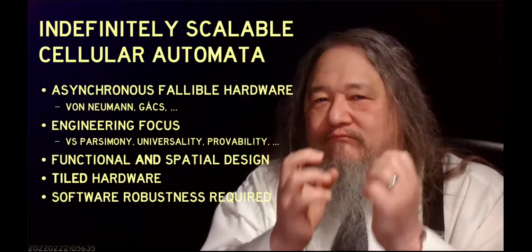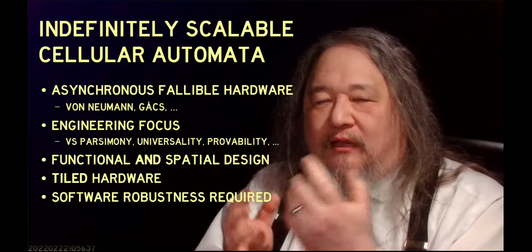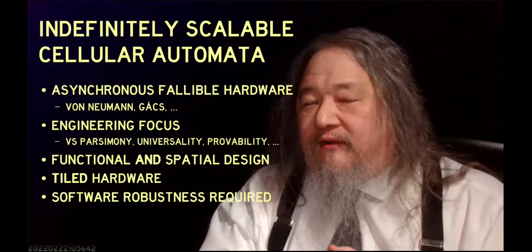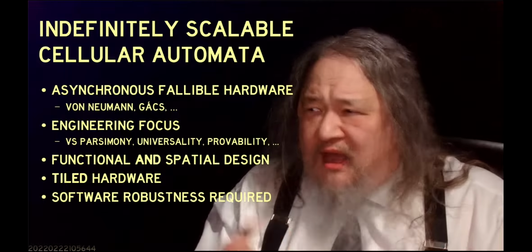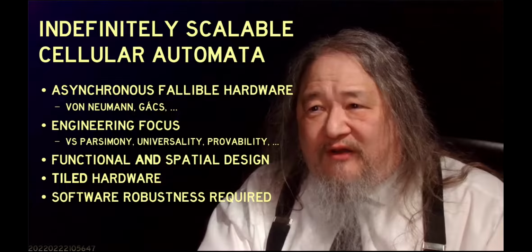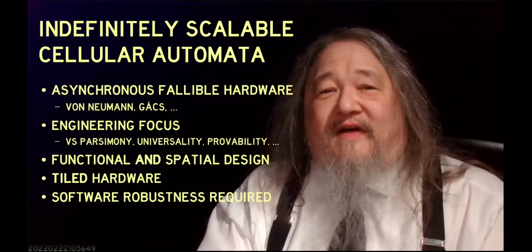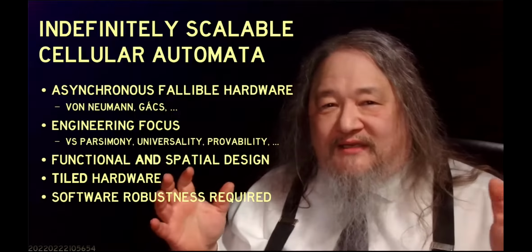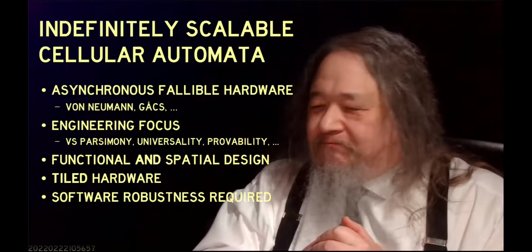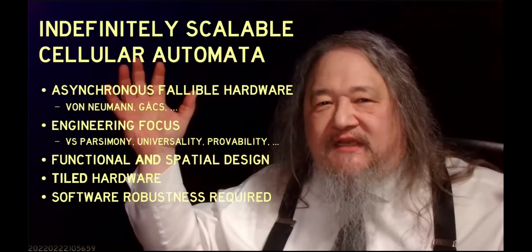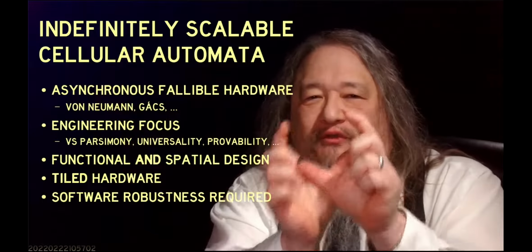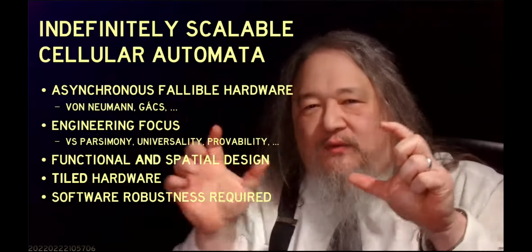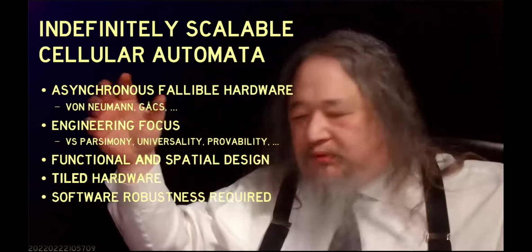So we have to embrace asynchronous, fallible hardware and say, how could we program on that? And wow, that's harder than programming on CPU and RAM. But hey, we know a little bit more about software now than we did when we first invented the von Neumann machine and all the subsequent CPU and RAM stuff. So that's the idea. How do we make a cellular automata that can be indefinitely scalable? We make it by making an individual tile, a chunk of cellular automata that can connect with others of its own kind, and we can just keep plugging it out.